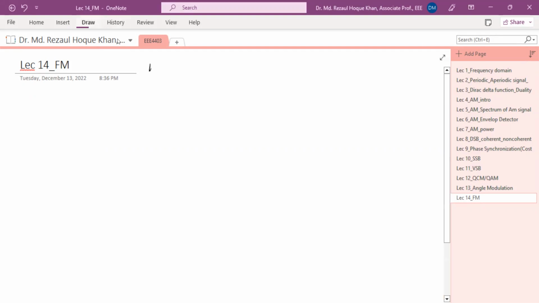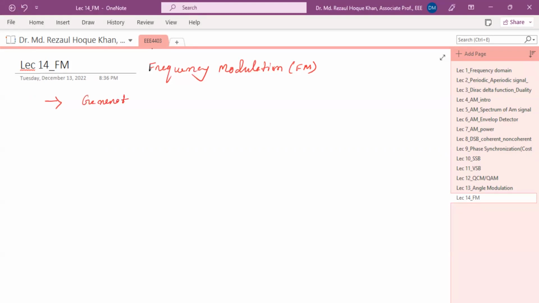Our lecture topic is frequency modulation, or FM. Here in frequency modulation we will discuss the generation of frequency modulated signal. We will be using the indirect method to generate the frequency modulated signal.